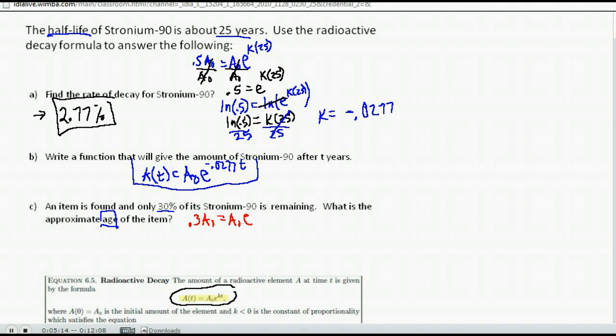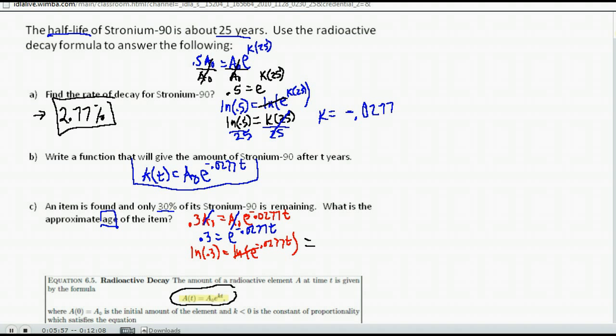Again, we don't know the original amount, but we're going to be okay. We know our rate is negative 0.0277 because this is still strontium-90. We do not know the amount of time. That's what we're trying to figure out. I divide both sides by A naught, and it cancels, and I have 0.3 equals e to the negative 0.0277t. I need that t to come down, and again, the way we do that is by taking the natural log of both sides. It's super convenient when you have e to take the natural log of both sides, as long as you remember both sides, because the natural log of e is 1.